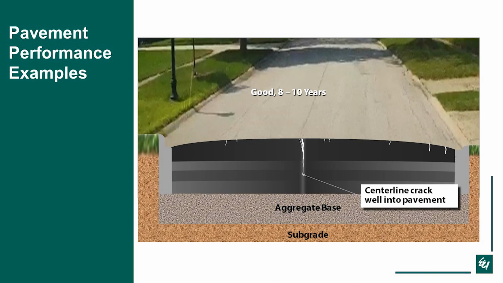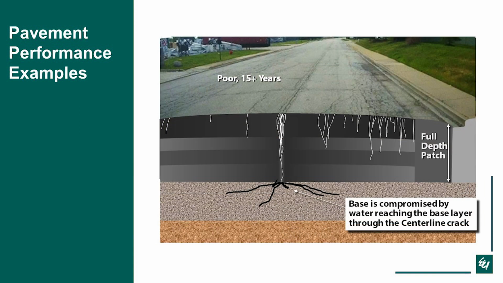And then here is a good pavement from 8 to 10 years. The center line crack is now well into the pavement structure. You're starting to see other cracks develop on the outsides and in the middle. And then here is a poor, 15 plus years pavement. Your center line crack has made it all the way down to the base, which is not good because water's reaching there now. And you have a lot of other cracking happening across the pavement section.